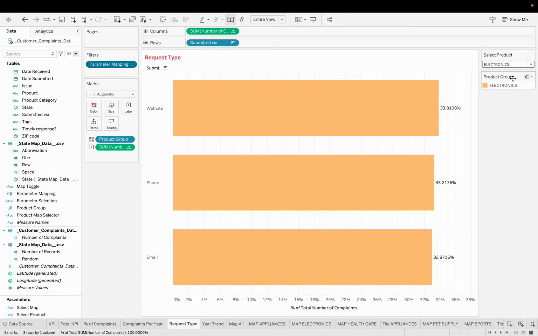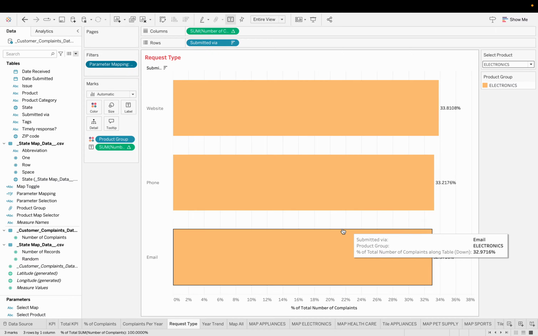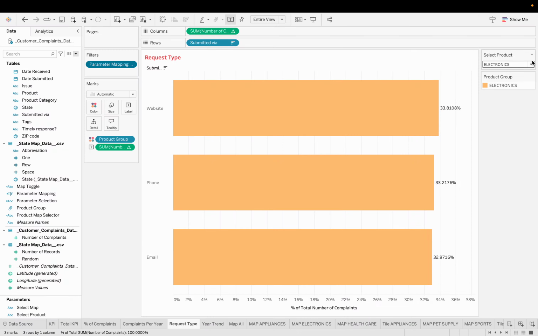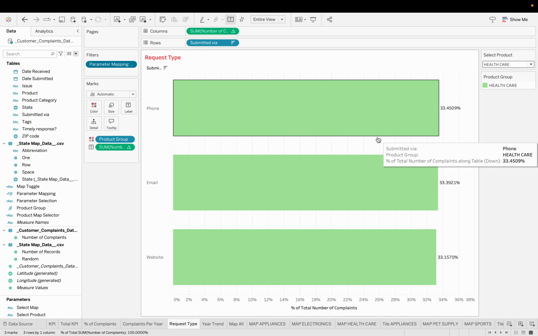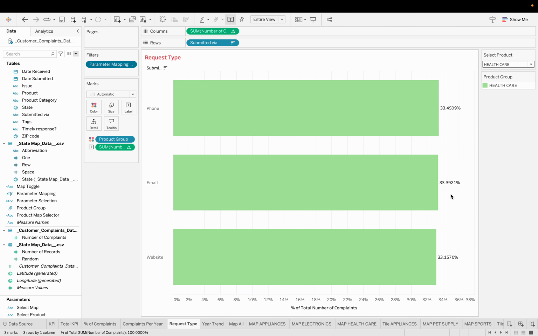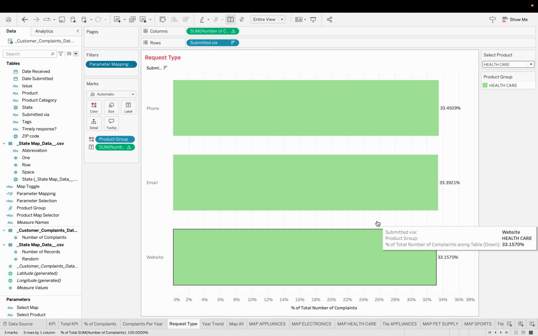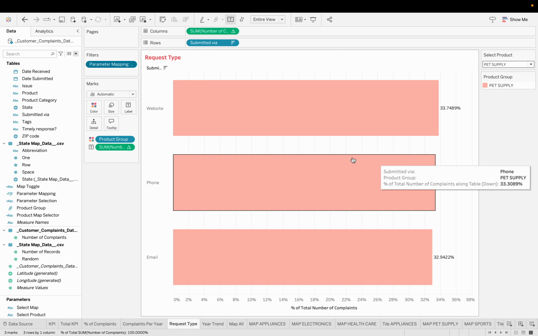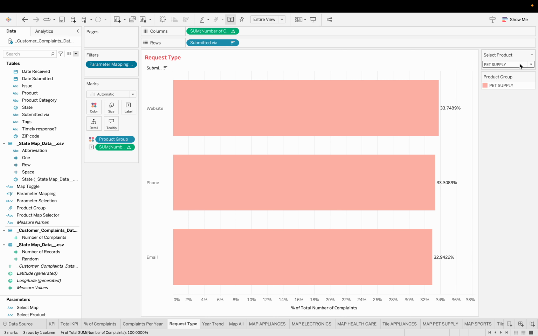So that's a good way to understand your target group, your customer base, and help you segment later if you're trying to reach back out to those customers. For electronics, you can see it's pretty similar, email is like 32%. For healthcare, it's very evened out. All of those are very evened out, around 33%. For pet supplies, again, very similar for each.